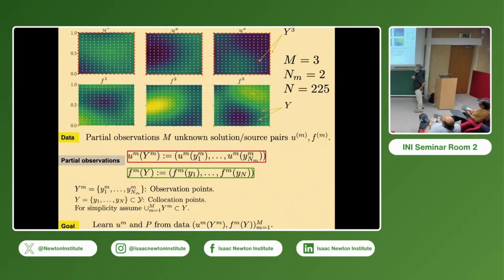So I'm also going to write Y for the points at which we observe those Fs. We color them in white. And for simplicity, we are going to assume that all the observation points are contained in the collocation points. Again, this is for ease of presentation. In practice, you are going to have more white points than red points, so more points at which you observe your Fs than points at which you observe your Us. And our goal is to learn the partially observed solutions and the functional form P of the PDE from this data.